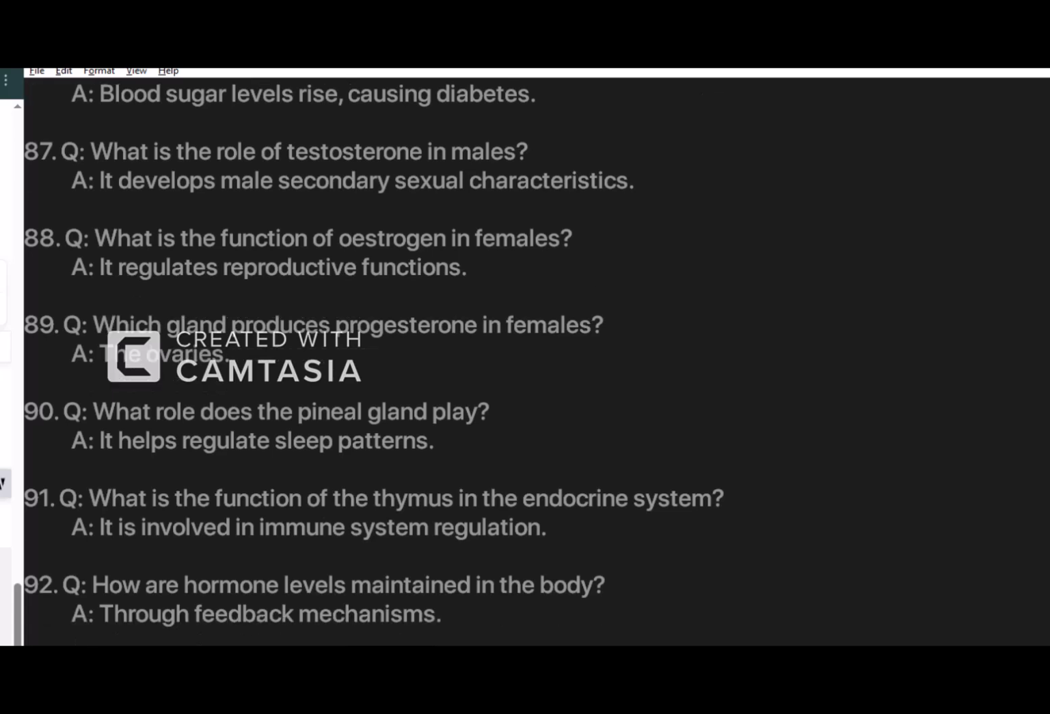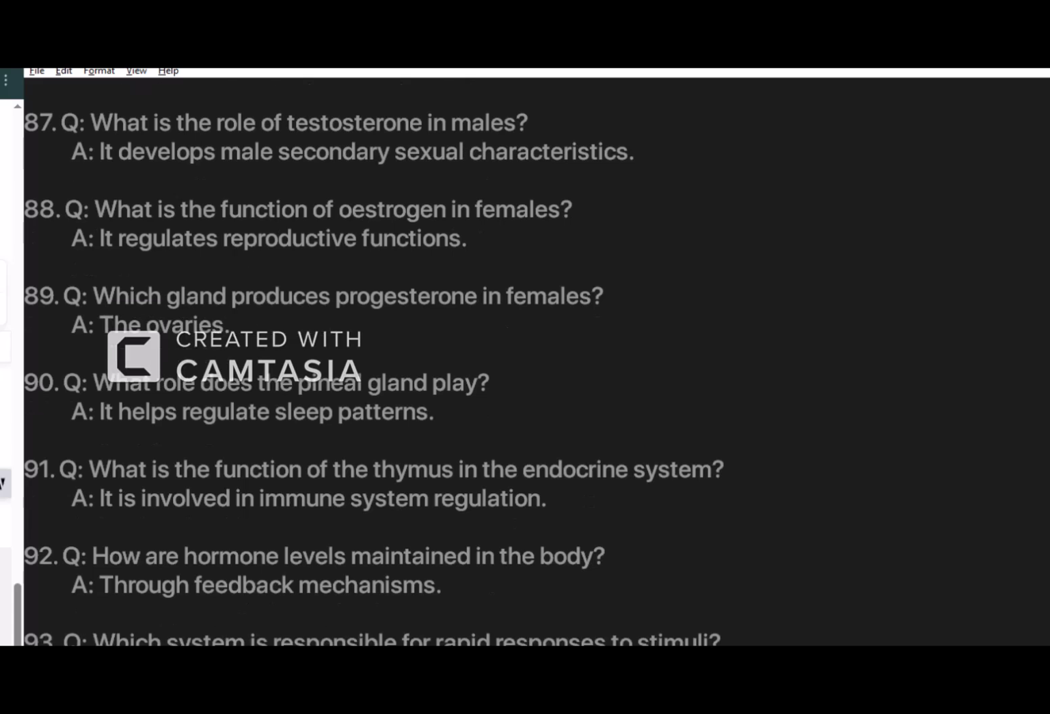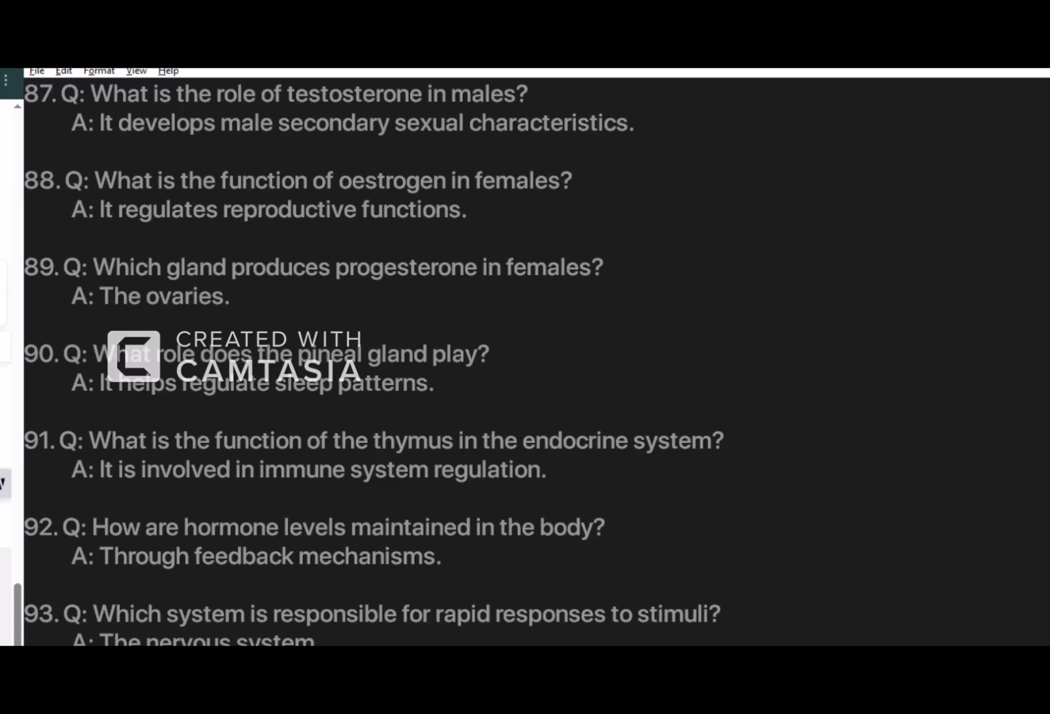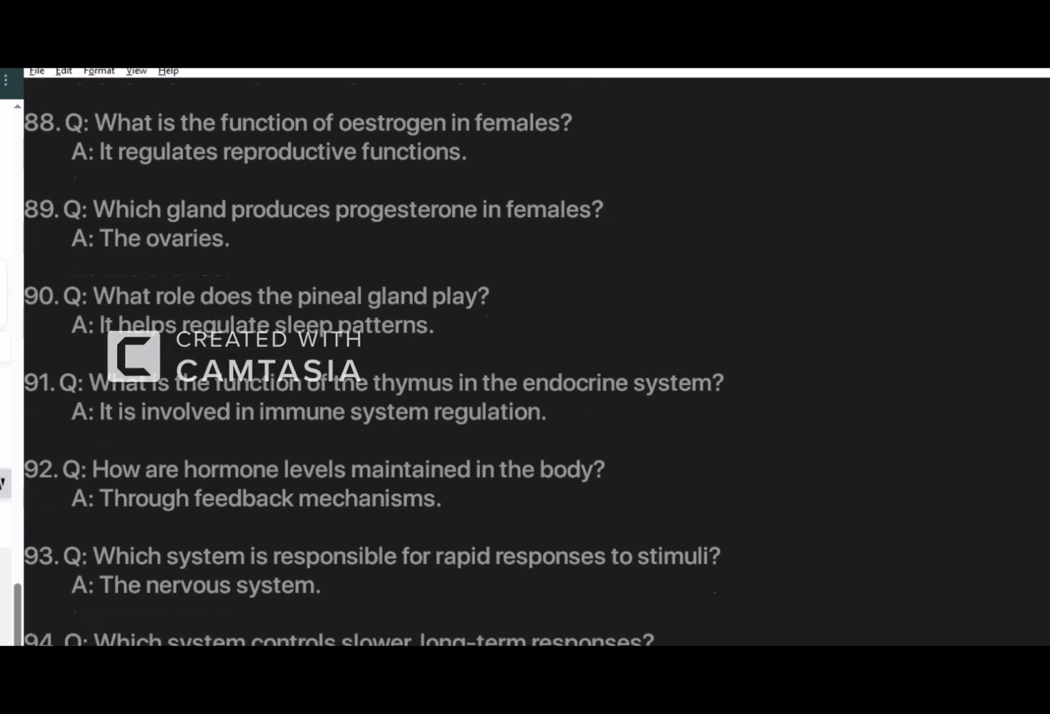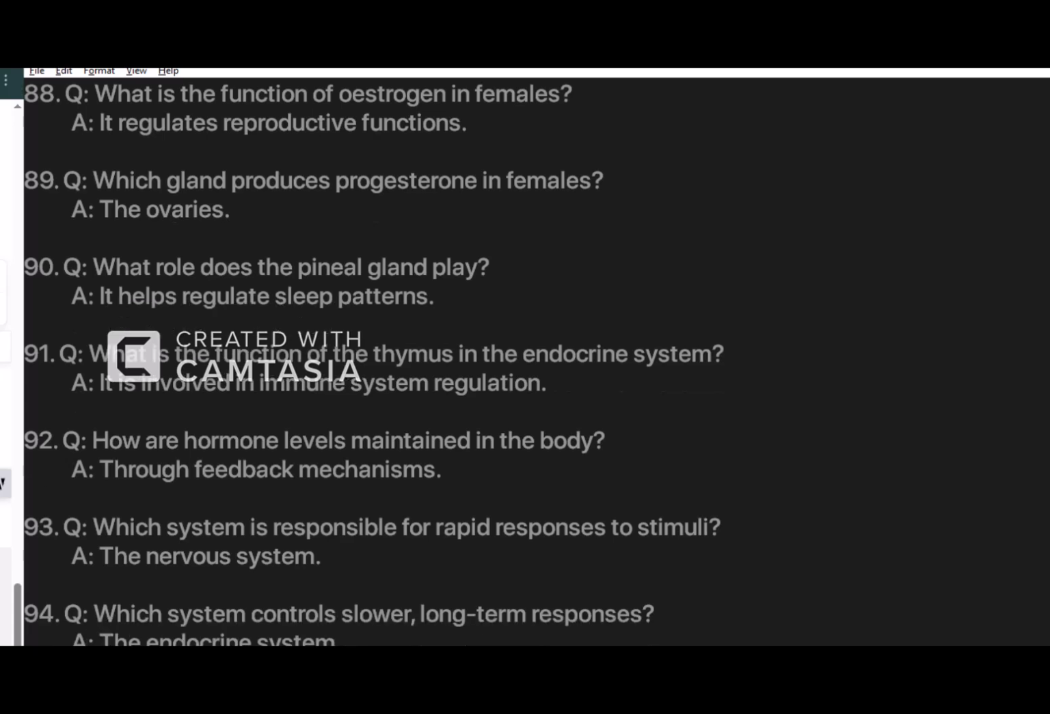92. Q. How are hormone levels maintained in the body? A. Through feedback mechanisms. 93rd question. Which system is responsible for rapid responses to stimuli? A. The nervous system.